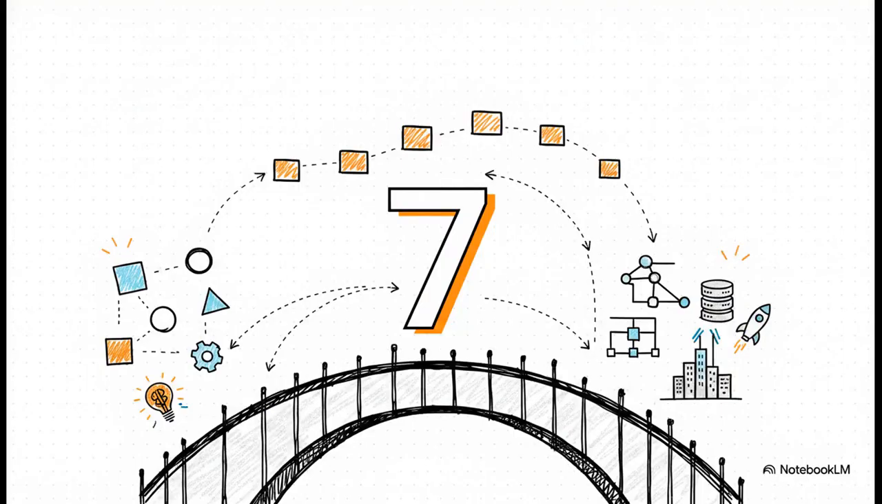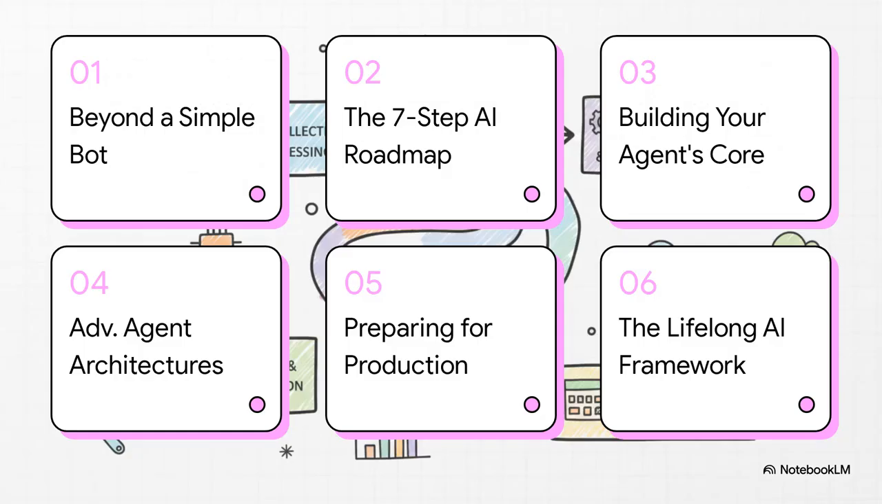What you're looking at is a 7-step framework that's basically that bridge, guiding you step by step from the absolute fundamentals all the way to a full-scale, professional deployment. Okay, so here's our game plan. We'll kick things off by really understanding the problem. Then, we'll reveal the full 7-step roadmap. After that, we're going to get our hands dirty building the agent's core, then level up with advanced architectures, get it all prepped for production, and finally, we'll check out the big picture view from the top.